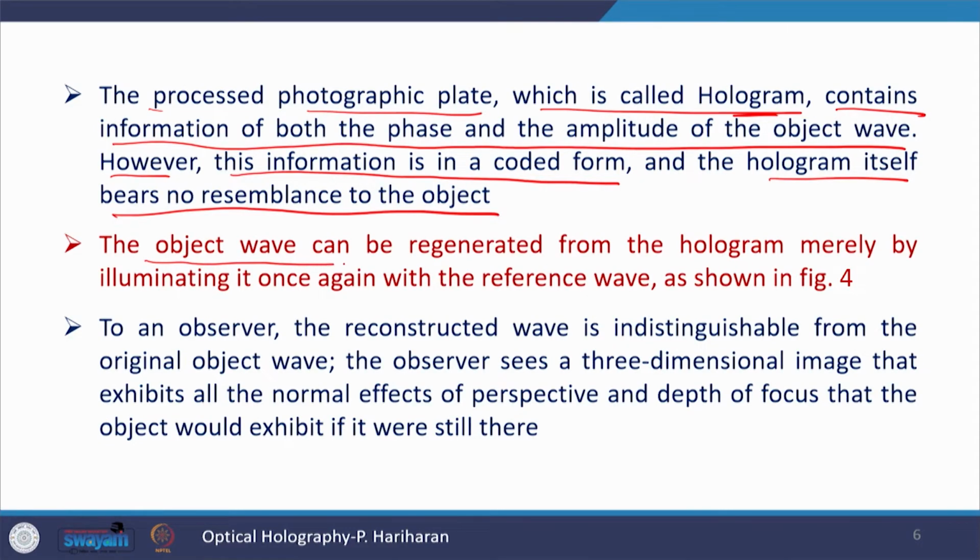We can say that this photo resembles the person who is standing here. But in case of a hologram, the hologram is coded in such a way that if you see the hologram and the object, you will say there is no resemblance. Okay. And there are some specific techniques to generate the image of the object from this hologram. Now, the object wave can be generated from the hologram merely by illuminating it once again with the reference beam, as shown in figure 2.